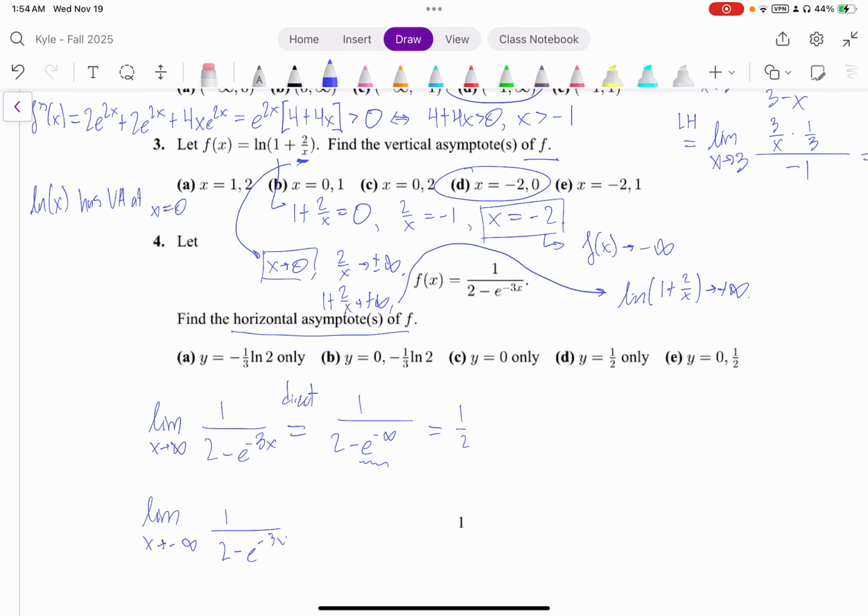If we were to try the limit as x goes to negative infinity now, this is 1 over 2 minus e to the negative 3x. By a direct sub, 1 over 2 minus e to the positive infinity. So we're dividing by this super large number, which is negative. So we're going to be approaching 0 from the bottom. Well, this is just going to give us 0. So y is equal to 0 and y is equal to 1/2. So d.